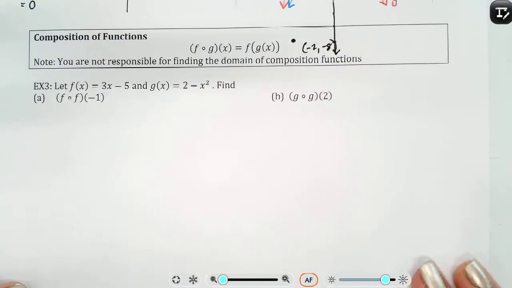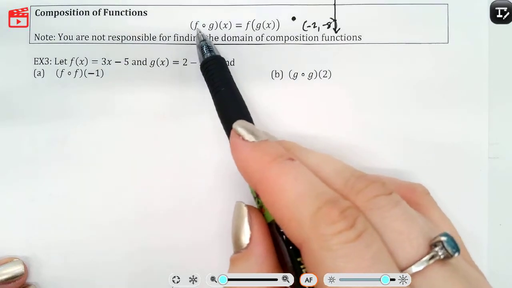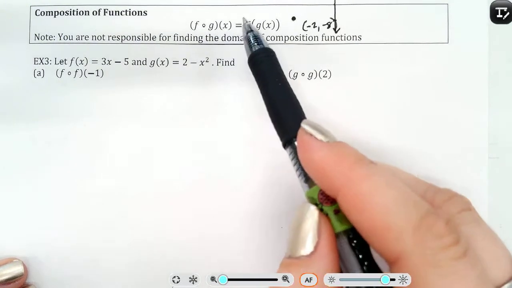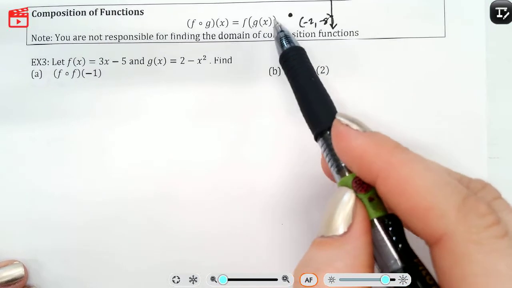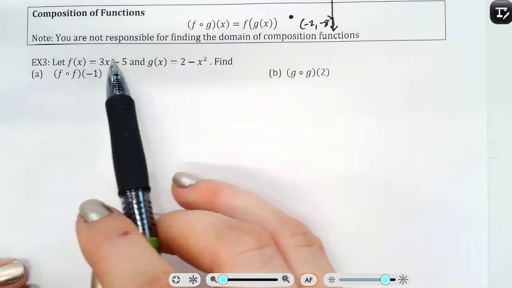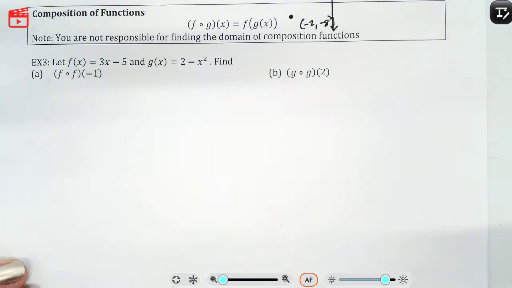Okay, so next let's look at composition of functions. This is when you take a function and you input it into another function. Okay, so a little different. So composition of functions, we say f of g of x, with that little open circle. That's going to be f, and then you input the g of x value inside as the new input. Note, we are not responsible for finding the domain of composition of functions. That was optional, but we're not going to do that.